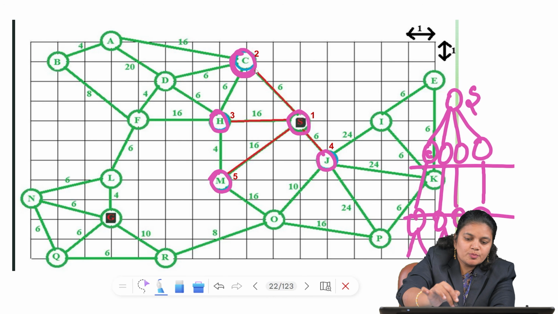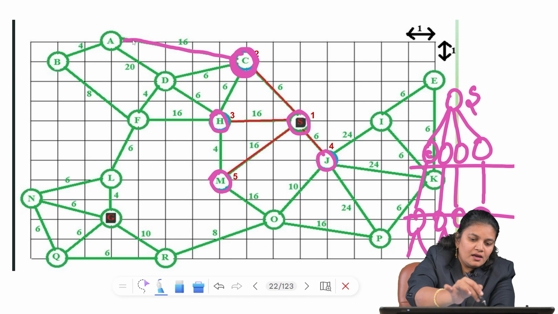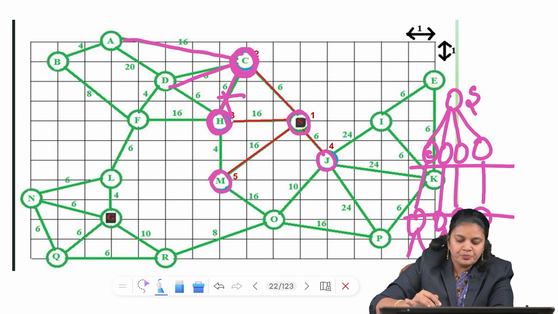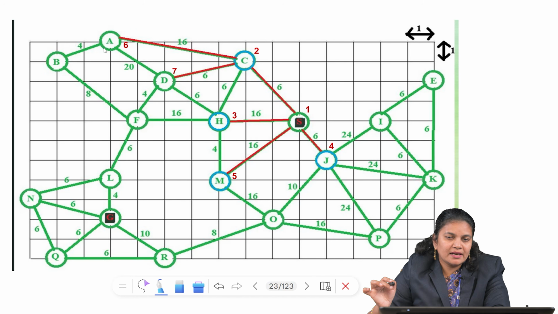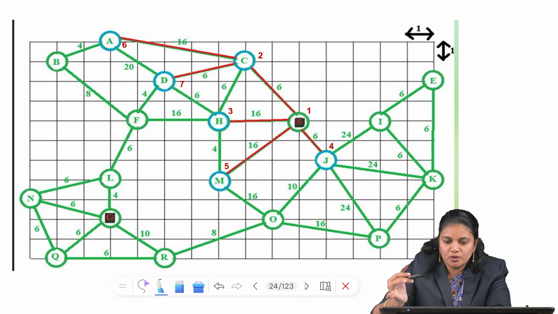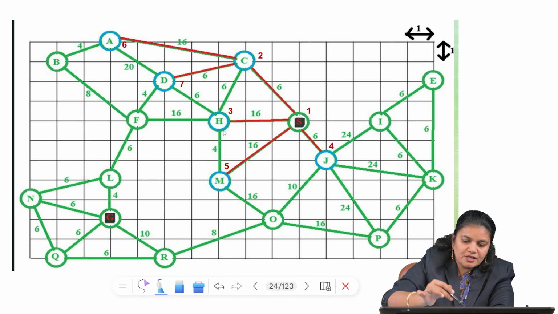So we are trying to explore the children of C. C is connected to S, A, D, and H. But H is already in our list. So we can ignore this path. So we are getting these 2. That is, A can be marked as the 6th node that enters into the queue or the visited list. And D will be the 7th node which enters into the queue. So now we are adding them into the visited list. So the visited list will have S, C, H, J, M, A, and D.